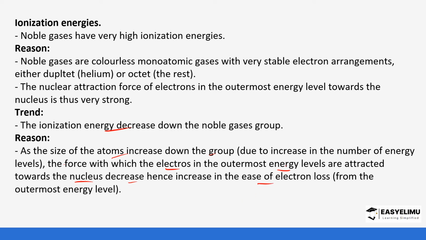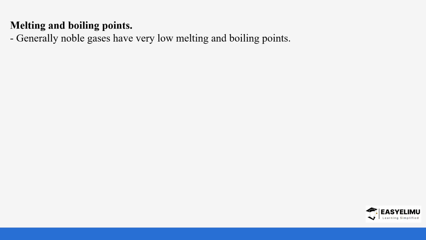So we're going to see an exception in this group. We say that this group has a full shell, so their tendency to lose electrons is very limited, but we do have an exception that we're going to mention in a few. So next we look at some of the properties, which is melting point.